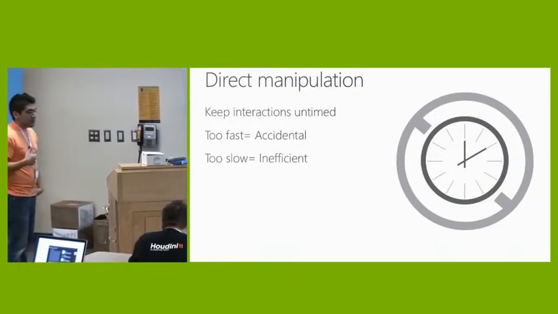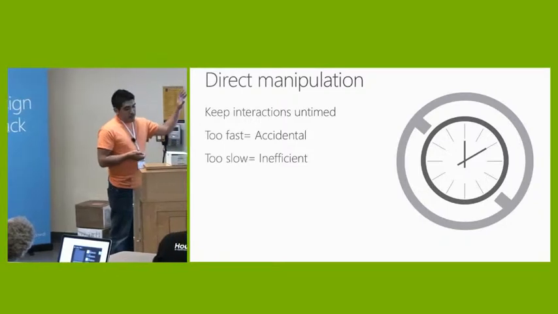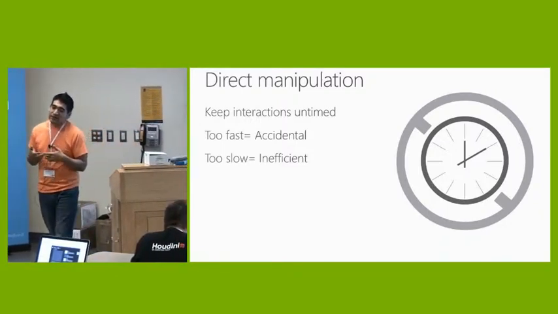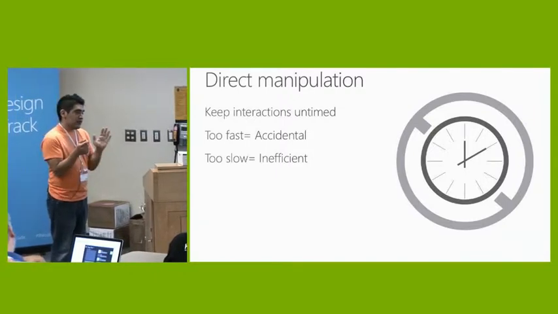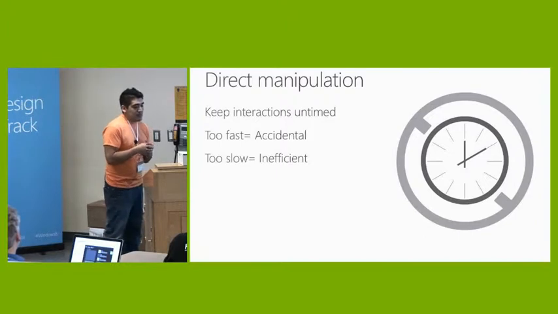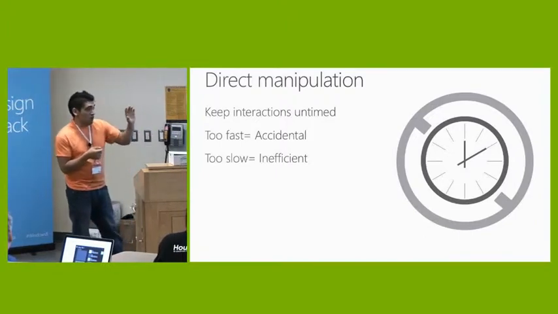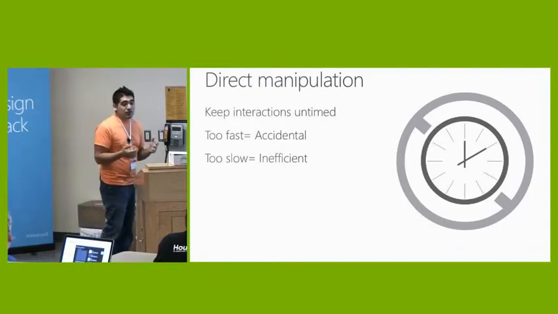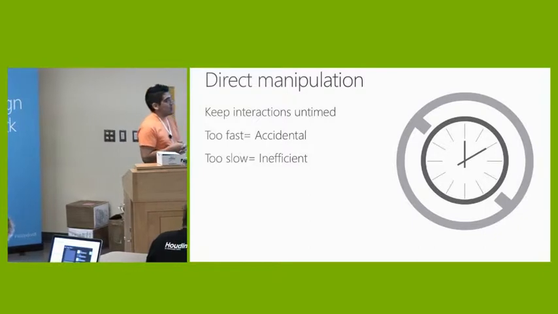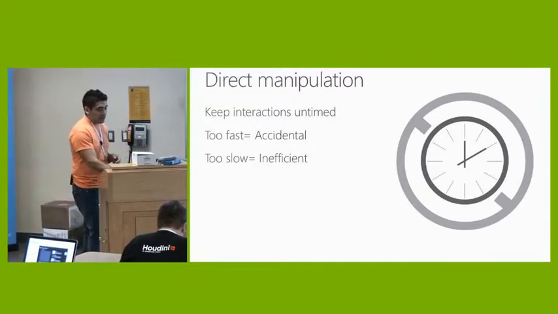So, trying to keep interactions untimed. I've talked about this a little bit already. The issue is that if it's too fast, people end up doing it by accident, so you have to wait a little bit of time, about 3 or 4 seconds. And if it's too slow, it becomes inefficient because people have to hold for a while in order to get something to happen. So basically, there is no usage of anything timed within the operating system. As you build applications for Windows, don't ever implement anything with a timed reaction point.